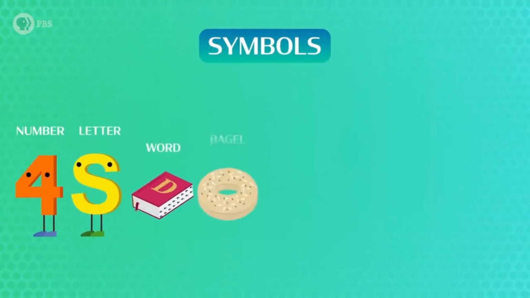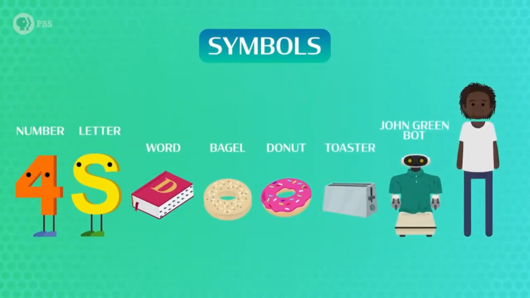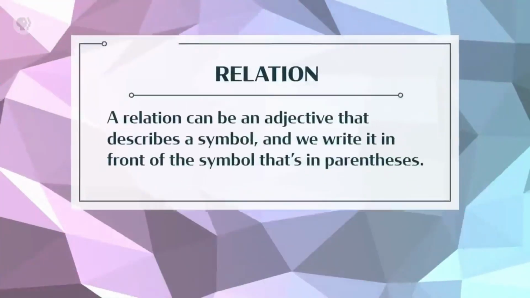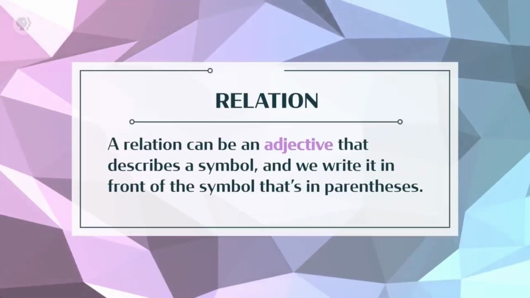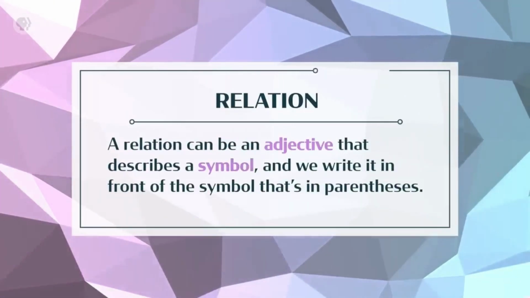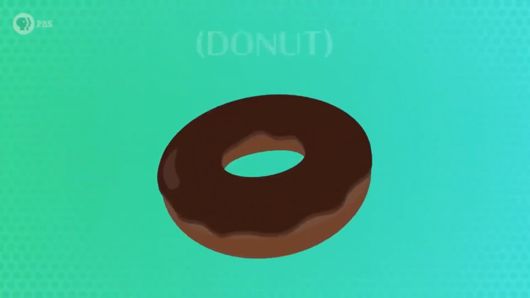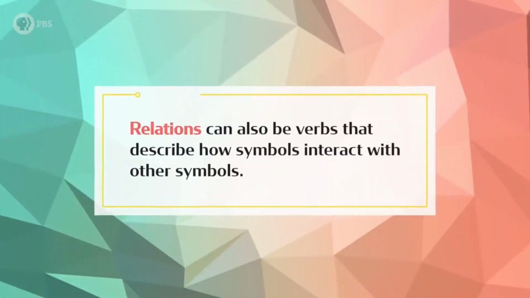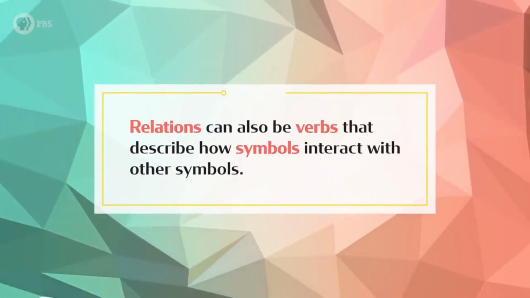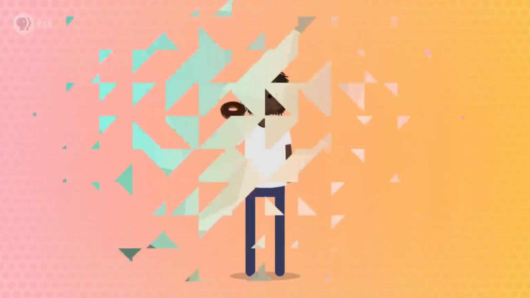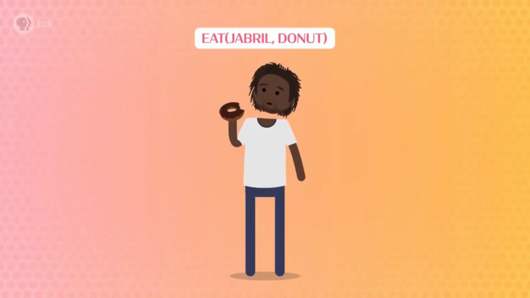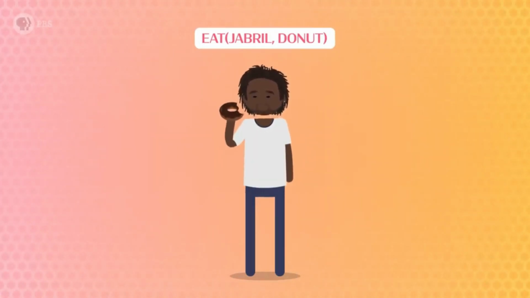Numbers, letters, words, bagels, donuts, toasters, John Greenbots, or Jabrils. One way we can visualize this is by writing symbols surrounded by parentheses, like donut or Jabril. A relation can be an adjective that describes a symbol, and we write it in front of the symbol that's in parentheses. So, for example, if we wanted to represent a chocolate donut, we can write that as chocolate donut. Relations can also be verbs that describe how symbols interact with other symbols. So, for example, I can eat a donut, which we will write as eat Jabril donut, because the relation describes how one symbol is related to the other.